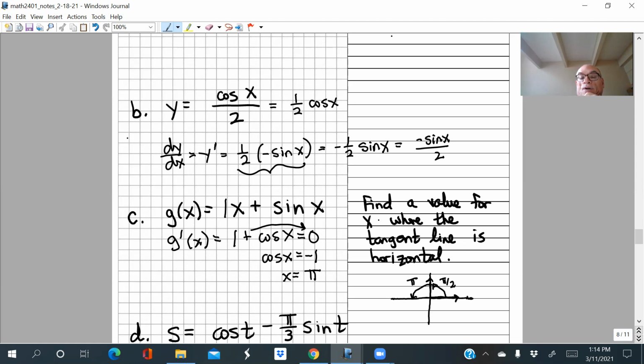So at x equals pi, if you graph this function, pi on the x-axis is about 3.14, right? On the x-axis, you're going to get a horizontal tangent line. So you're going to have either a peak or a valley on this curve at x equals pi.